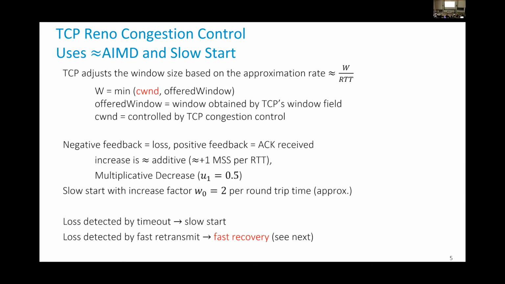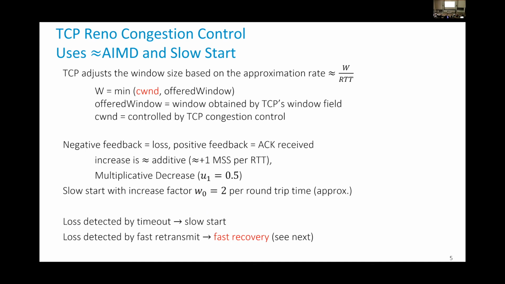So that is the parameters that are in TCP Reno. We'll see that TCP Cubic has slightly different parameters. And the slow start doubles the window every round trip time. Slow start is run at the beginning of a connection and whenever there is a loss detected by timeout.